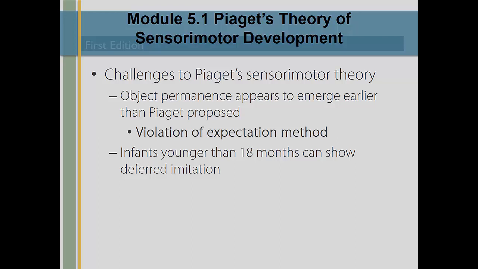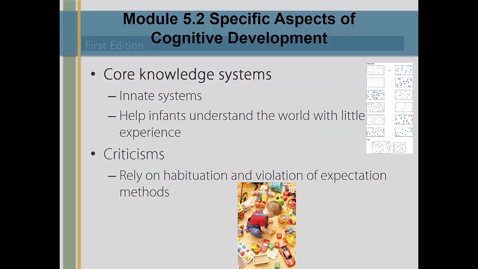worked previously. Piaget also underestimated infants' ability to imitate, proposing that this does not develop until about 18 months. However, current research shows that infants much younger can demonstrate deferred imitation.